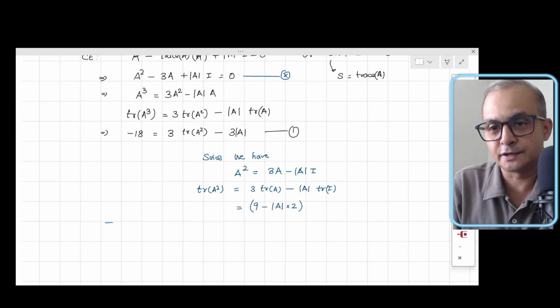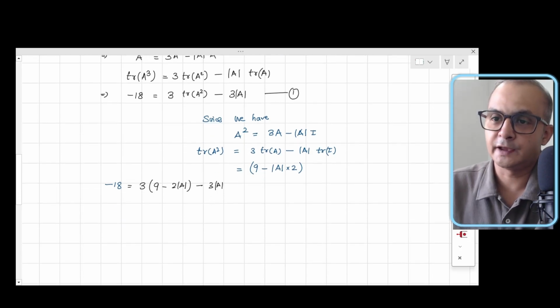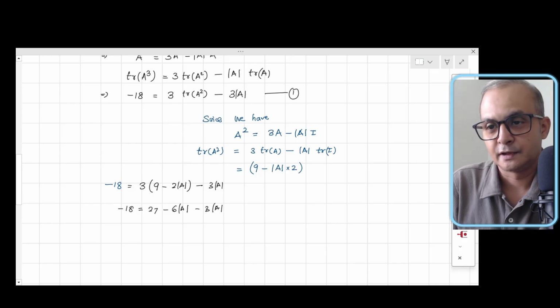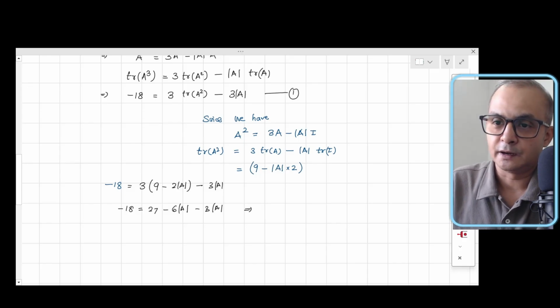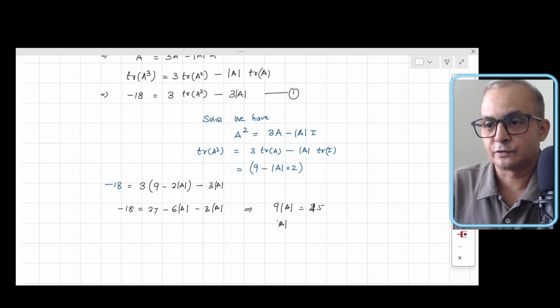And this value I can substitute in the first equation. So what we get here is negative 18 equal to 3 times 9 minus twice determinant of A, minus 3 times determinant of A. And from here, we can evaluate the value of determinant of A. How? This is negative 18. So 27 minus 6 determinant of A minus 3 times determinant of A. And so we get 9 times determinant of A equal to 45. And so determinant of A will be 5, and that's our answer.